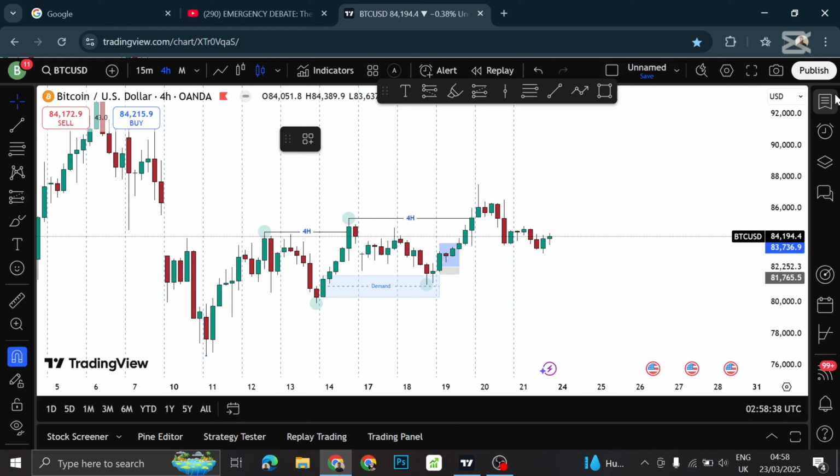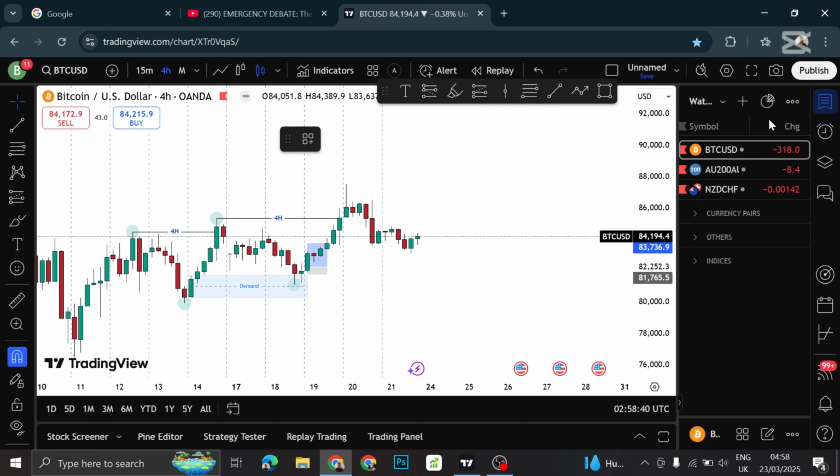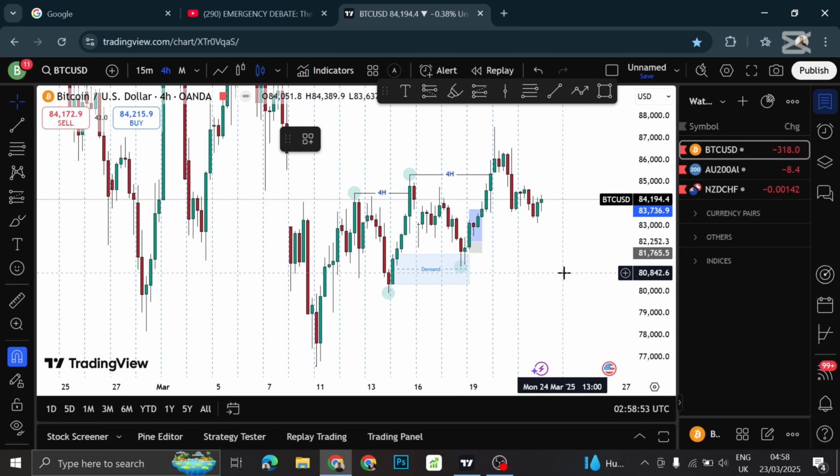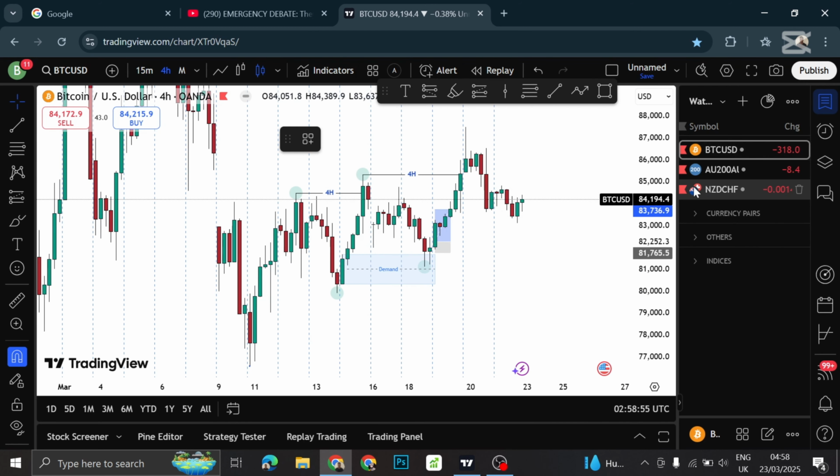That was BTC USD, AU200, and NZD CHF. These were the only three pairs that I had much interest in this week. So on your BTC USD, it gave me a potential trade or a potential move, potential opportunity that I could take.